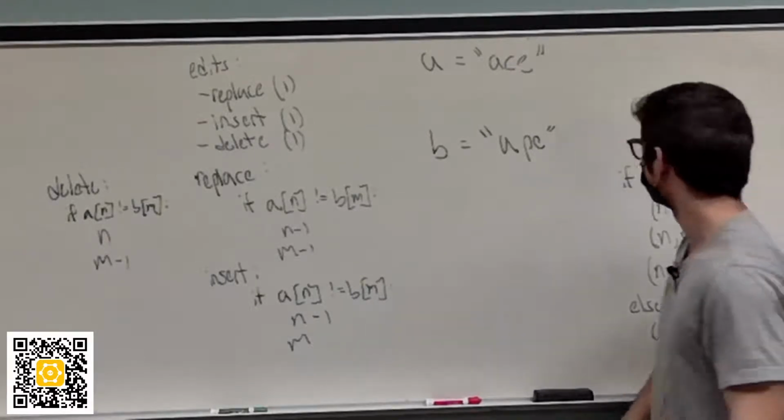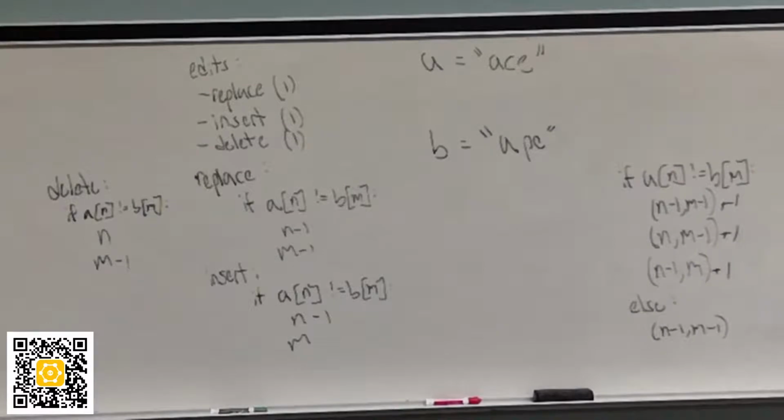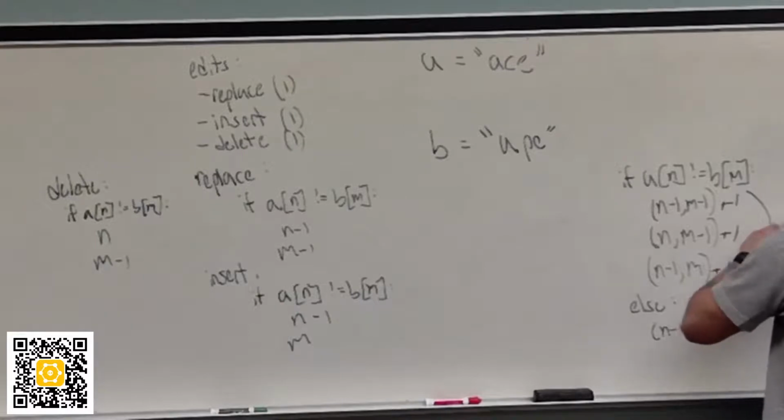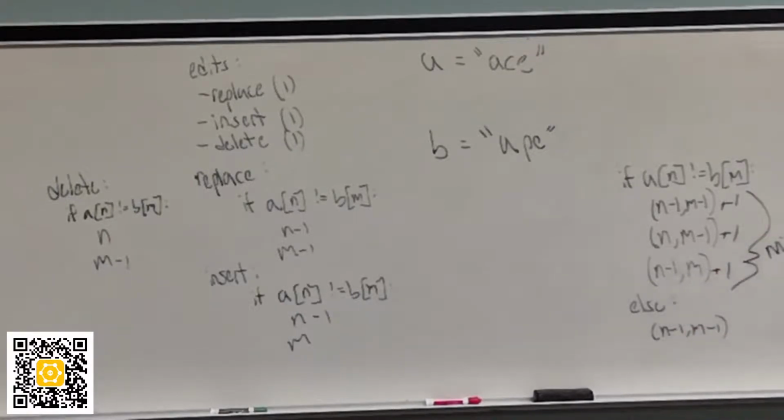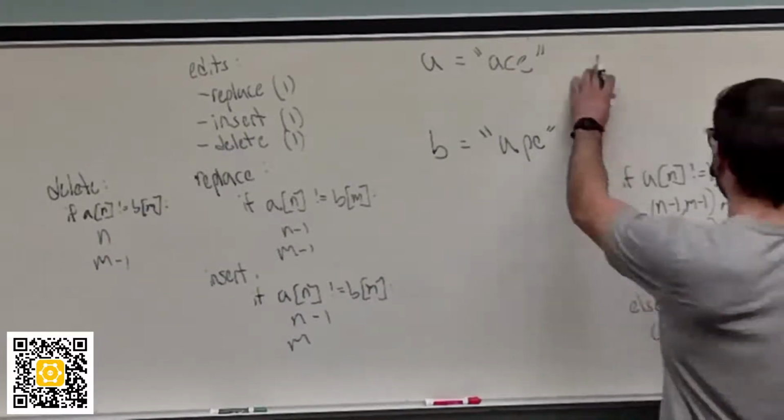Okay, so now we know we need to take the minimum of this. This is really ugly, I'll rewrite it later. Return min. Yeah, I'll write the base case up here.